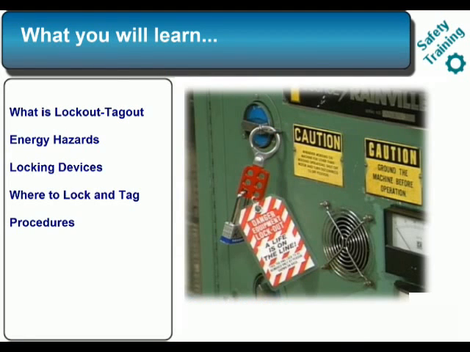In this course you will learn what is lockout and tagout, types of energy hazards, types of locking devices, where to place locks and tag, the steps for lockout, tagout, and how to restore from lockout.